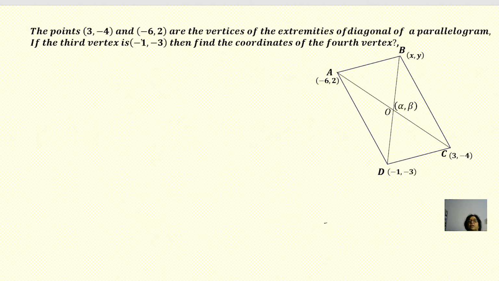The next question is: the points (3, minus 4) and (minus 6, 2) are the extremities of a diagonal of a parallelogram. If the third vertex is (minus 1, minus 3), then find the coordinates of the fourth vertex. So here this is again a representative figure, and the important thing to be remembered over here is extremities of the diagonal. So you can take either of the diagonals AC or BD. I have selected AC. And these are the two endpoints (minus 6, 2) and (3, minus 4). The third vertex is (minus 1, minus 3). It can be either B or D because this is only a representative figure.